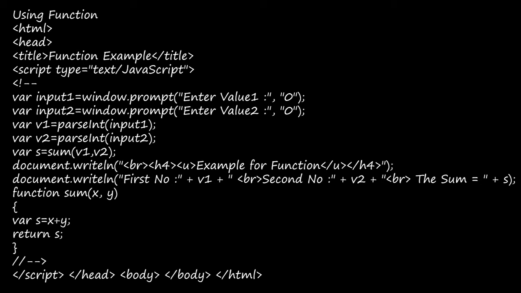Here if you see, variable s is equal to sum of v1 comma v2, right? So you have to declare this, you have to give the function definition for this sum inside this program, right? So here if you see, function sum of x comma y, right? And inside the brackets, variable s is equal to x plus y, and return s. So the value of s is x plus y, and this value will be saved in the place of s, and return s. Okay, so this is the function body, and it ends with the close bracket, right?